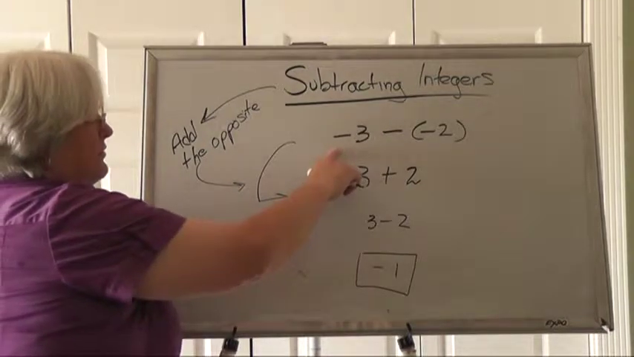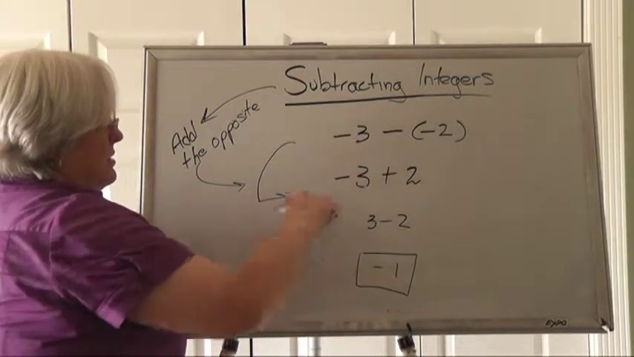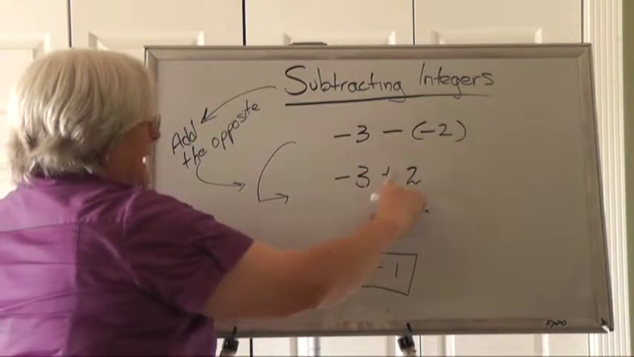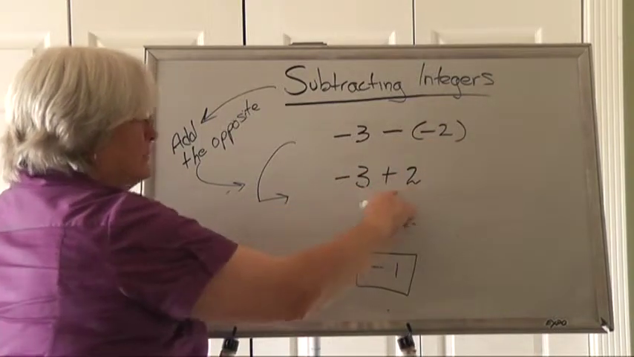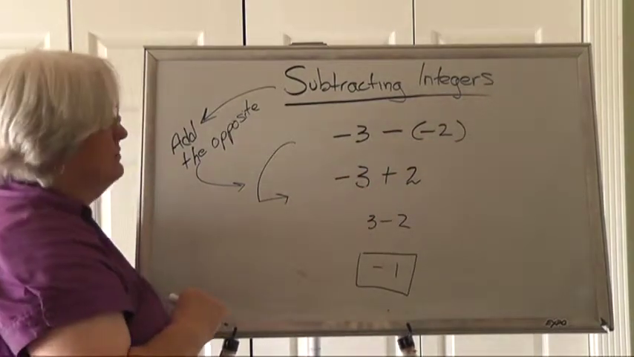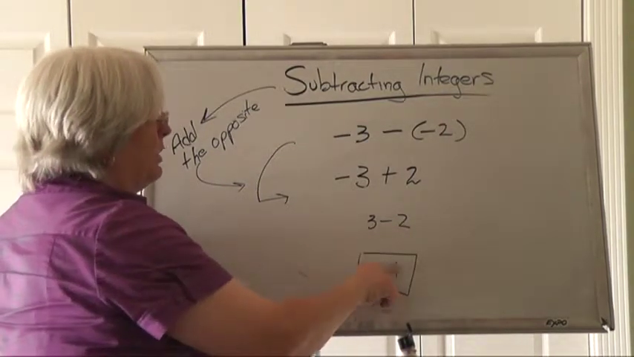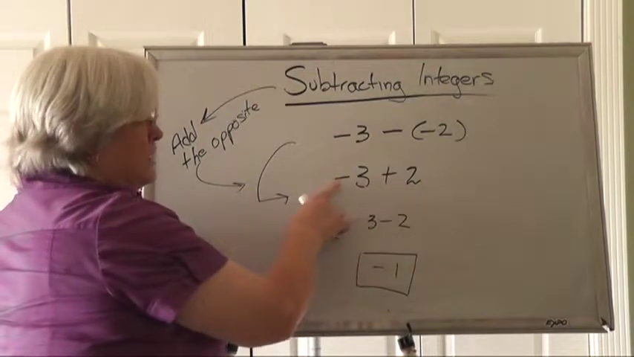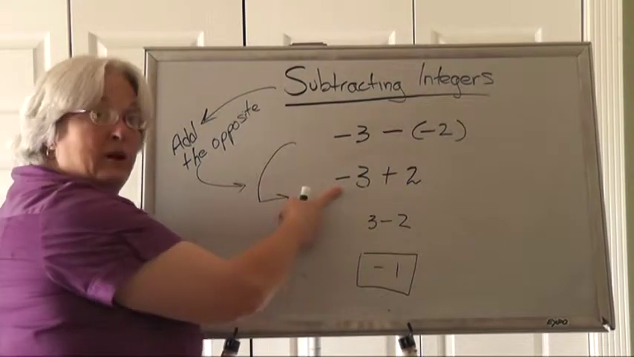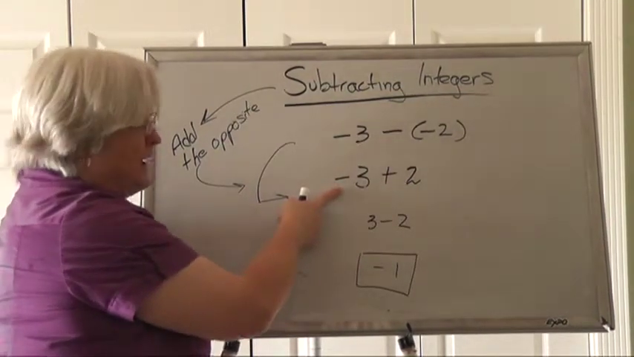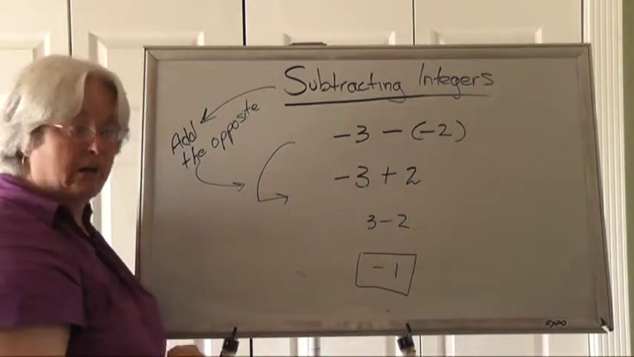So we have a negative 3 minus a negative 2. We add the opposite of negative 2, which means we have negative 3 plus 2. Subtract the smaller number from the larger number, gives us 1, and we're keeping the sign of the number that has the larger absolute value, which is where we get that negative 1.